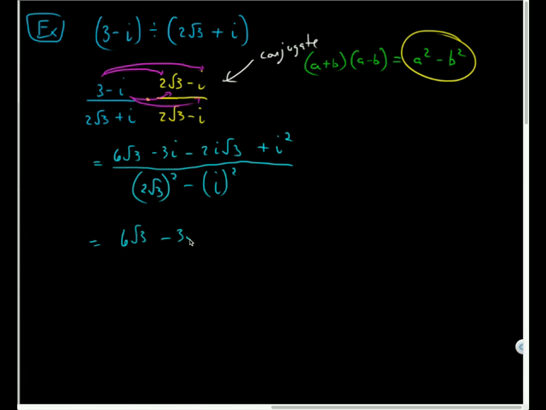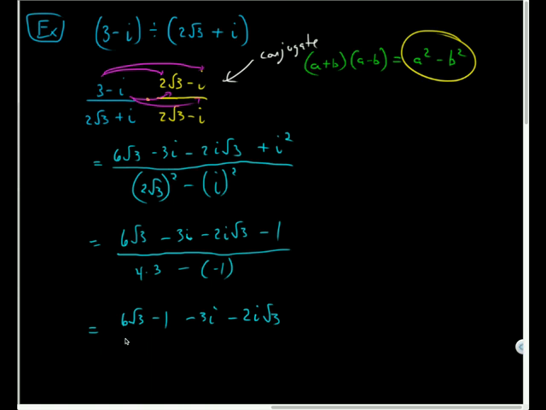I could do my weird steps with it like I did in one of the previous problems, but I'm not going to bother this time. And plus negative 1, which is just minus 1. All over, 2 squared is 4, root 3 squared is 3, minus i squared is negative 1 again. So I'm just going to bring my constants together. 6 roots of 3 minus 1, minus 3i minus 2i rad 3, all over 4 times 3 is 12, plus 1 is 13.